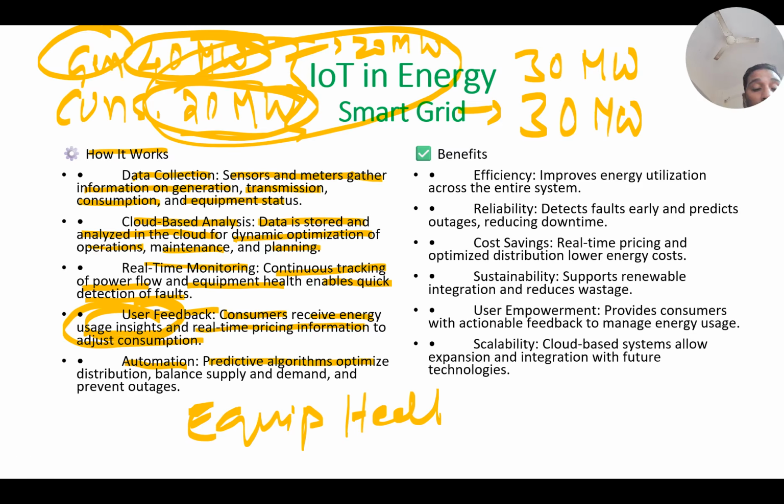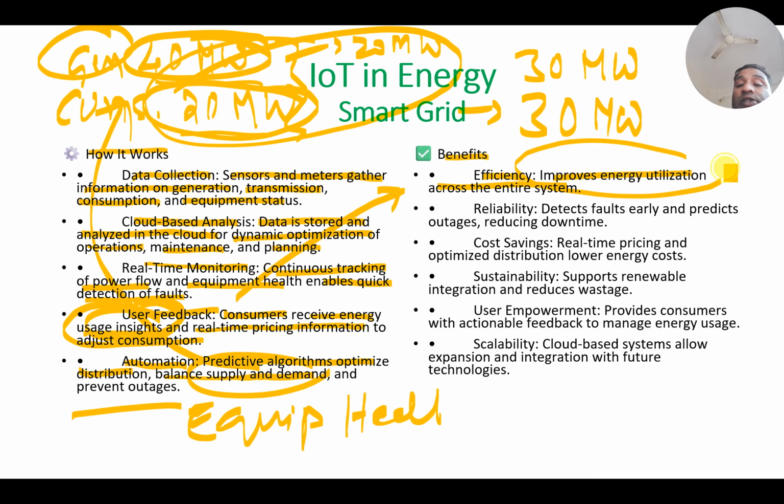Automation. Predictive algorithms optimize distribution, balance supply and demand, and prevent outages. Benefits. Efficiency. Yes, of course, it improves energy utilization across the entire system. Now, once we have all this information, when we gather and analyze data and know where the problem is, efficiency automatically increases. Reliability: I can depend on it because my system is detecting the fault at an early stage and predicts outages, reducing the downtime.